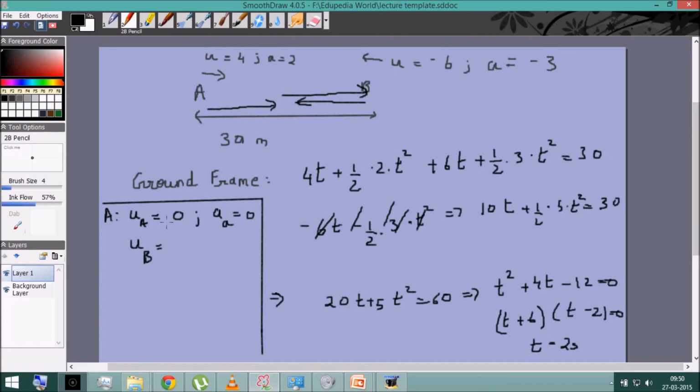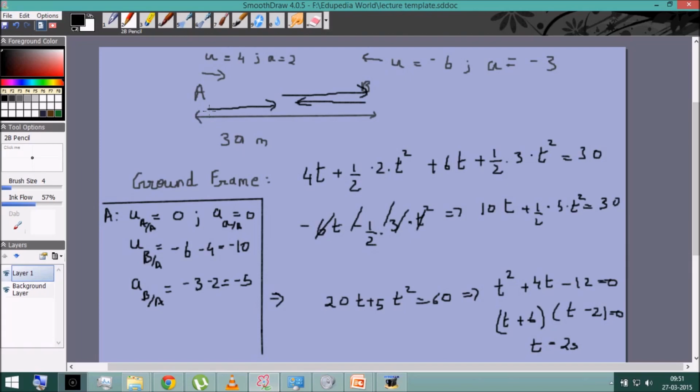u of B with respect to A will be u of B minus u of A. u of B we know to be minus 6, minus u of A, that is minus 4, which becomes minus 10. Similarly, a of B, these are all with respect to A, by the way. Acceleration of B with respect to A will be acceleration of B minus acceleration of A. That is minus 3 minus 2, which is equal to minus 5.